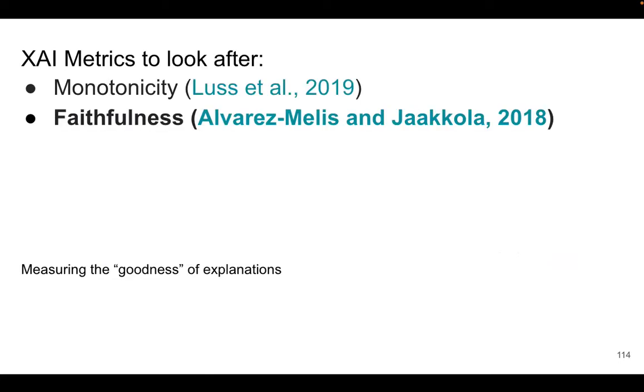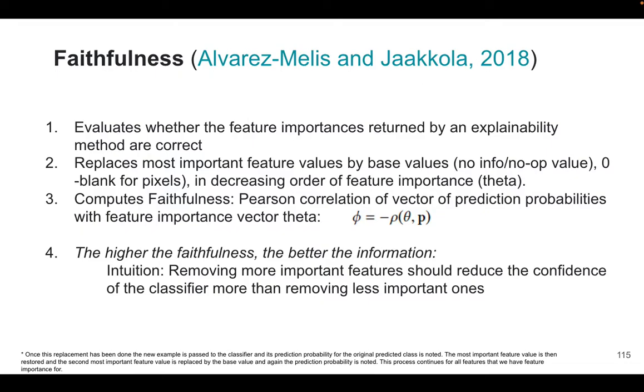And okay, the second metric to look at, which can give some number that we can compare, is faithfulness. In this way, we evaluate whether the feature importances, which again we assume we get from an explainable AI method, are correct. How? They replace the feature values by base values. This part is a bit similar to the previous one, like doing nothing as a feature, or putting values to 0 for pixels.